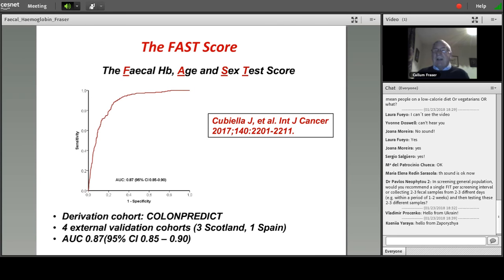We have 3 variables. The Colon Predict has 11. The external validation cohorts were in Spain and Scotland, and as you can see, it's got quite a high area under the curve for colorectal cancer.